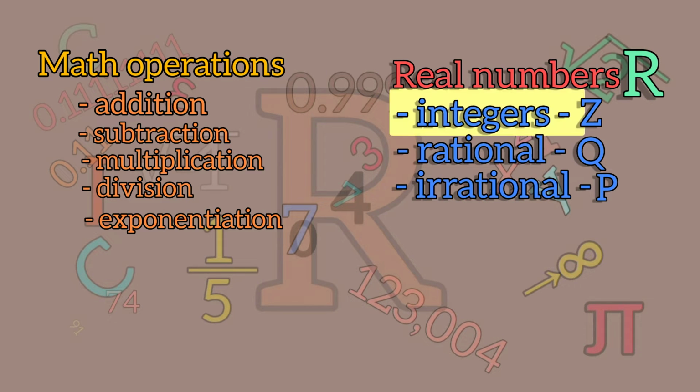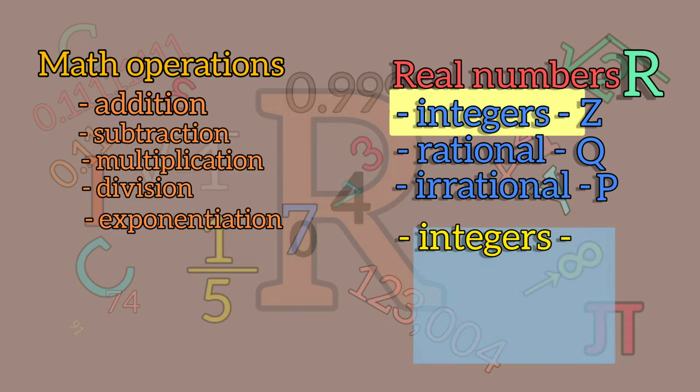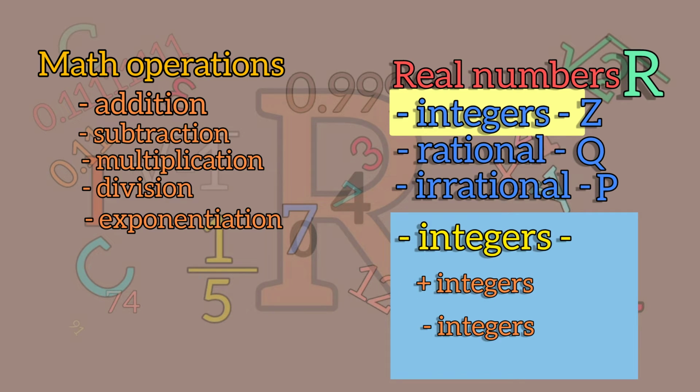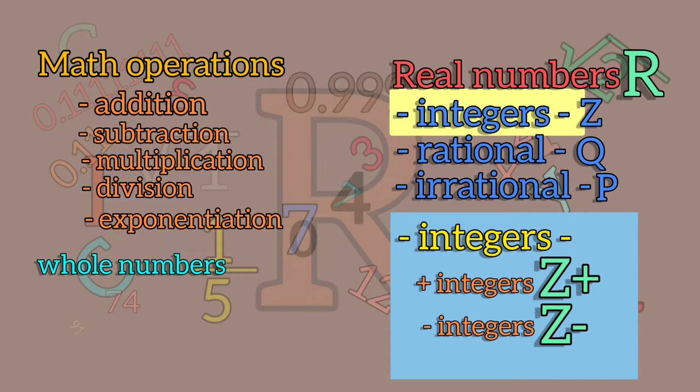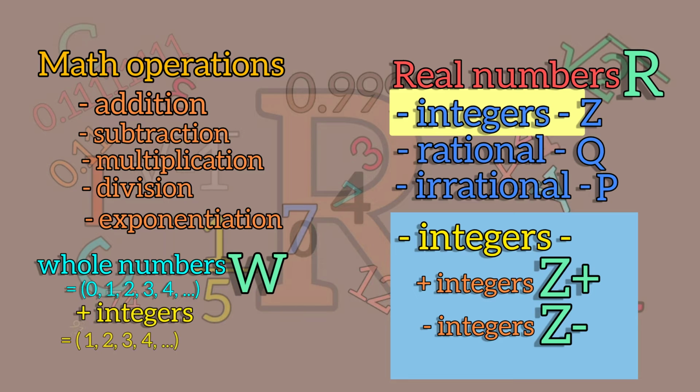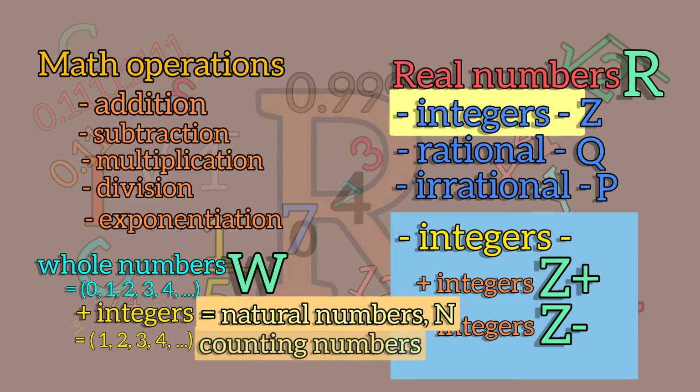On the other hand, integers are divided into two distinct groups, the positive and the negative integers. Positive integers are represented by the uppercase Z with a positive sign and negative integers with a negative sign after the capital letter Z as shown. Positive integers are sometimes referred to as whole numbers and are represented by the symbol capital letter W. But whole numbers include 0 as part of the set, while positive integers do not. Positive integers have the same elements as the natural numbers and are more commonly referred to as the counting numbers.